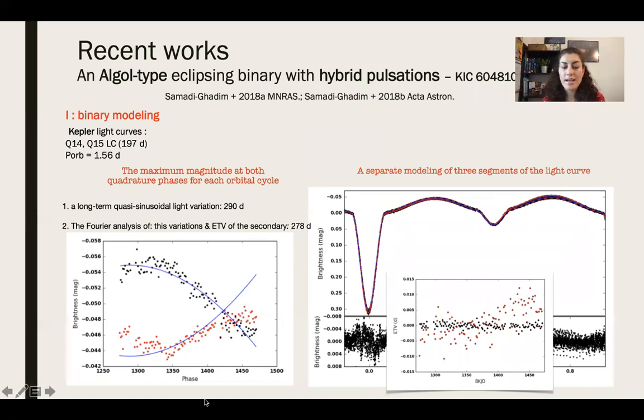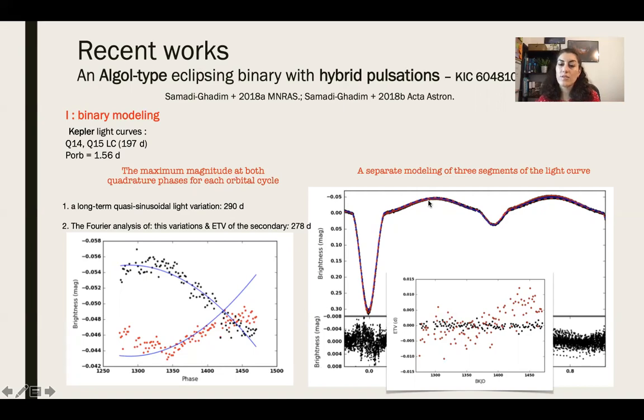You can see from the Kepler light curve that I had for these 2 quarters, I understood that the maximum light in the quadrature phases of the binary system is variable, and you can see it here. And also the eclipse time variations for the secondary star are varying. So these 3 gave me information about the presence of a long-term cyclic magnetic activity, around 290 days.